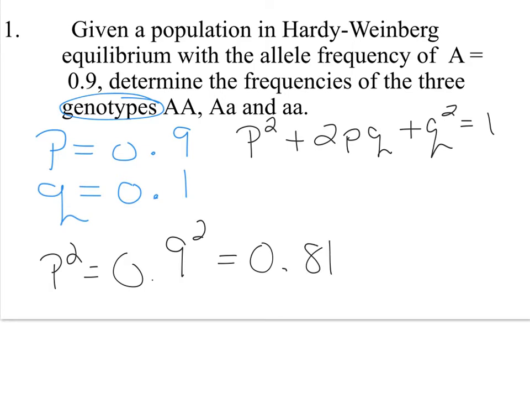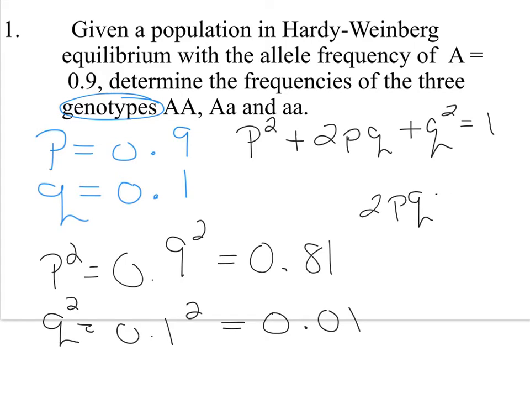So to find q squared, we do the same thing with our q value. So q squared is going to equal 0.1 squared, so 0.01. And then 2pq, we just plug in both of those terms. So 2 times 0.9 times 0.1, and that's going to equal 0.18.